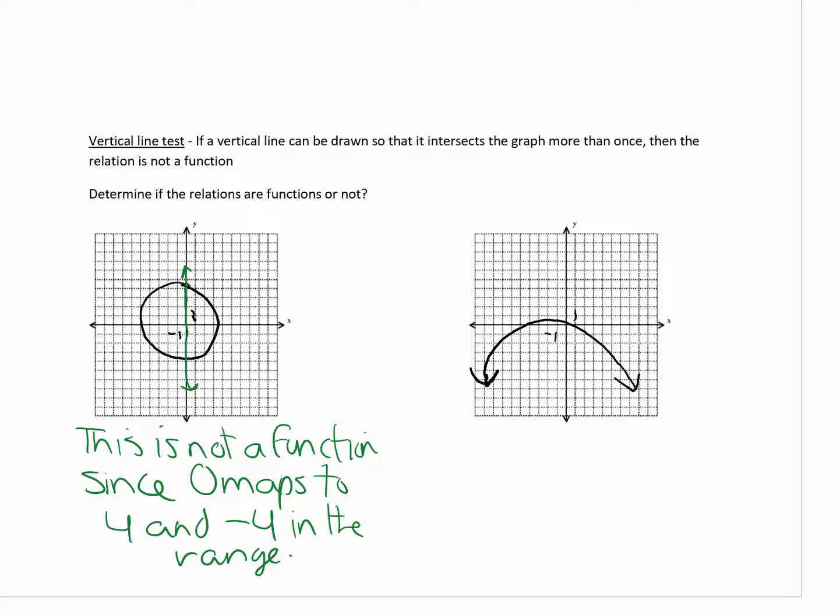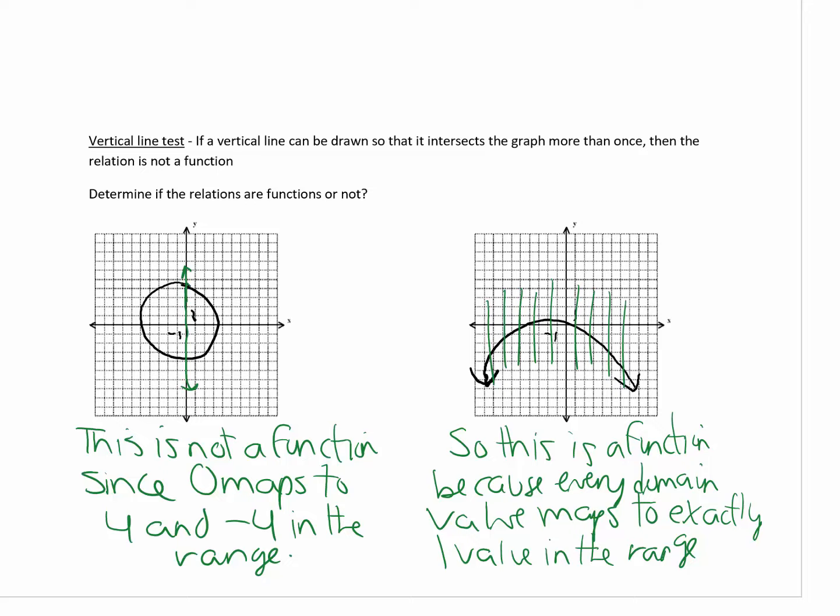Okay, let's take a look at the other example. All right. So no matter how many vertical lines I draw, how many times am I touching the graph? Well, once. So this is a function. Every domain value maps to exactly one value in the range. And again, the vertical line test helps us to be able to determine if it is a function or not.